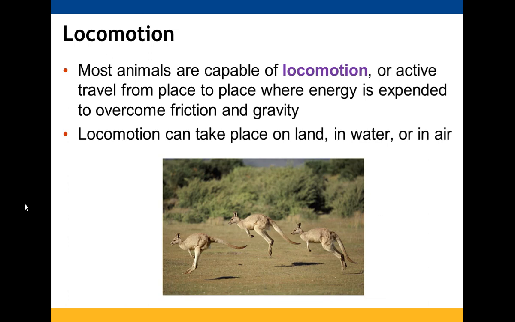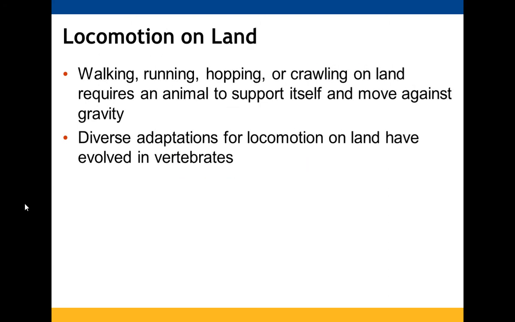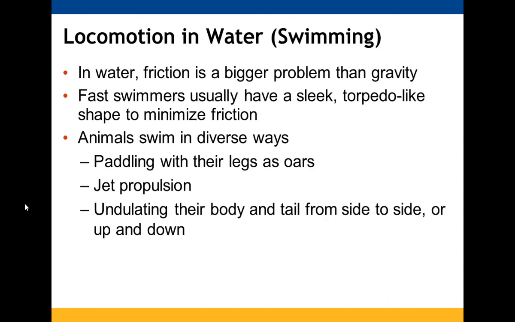Locomotion, we can talk about different ways that you can travel between places. You have to use up energy to overcome both friction and gravity. You can have locomotion on land, in water, or in air. On land, we have to be able to move against gravity. There are lots of adaptations that have evolved over time in vertebrates. For water, we're dealing with swimming. Gravity is not as much of an issue, but friction plays a role.